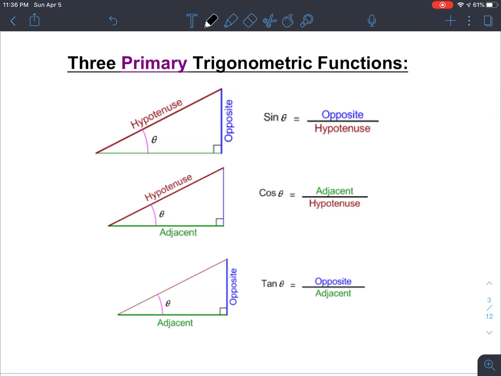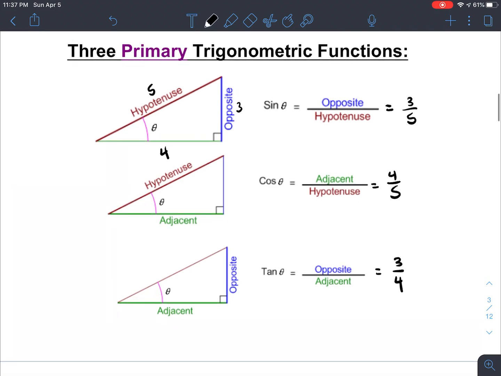Okay, so if you need that for a particular triangle, this is one last way of looking at it. Whatever the measure of that side is, we're going to fill into the fraction. So if this was a 3, 4, 5 triangle, my sine would be 3 over 5. My cosine would be 4 over 5. And my tangent would be 3 over 4. Okay, so that's how we work with these primary trig functions.